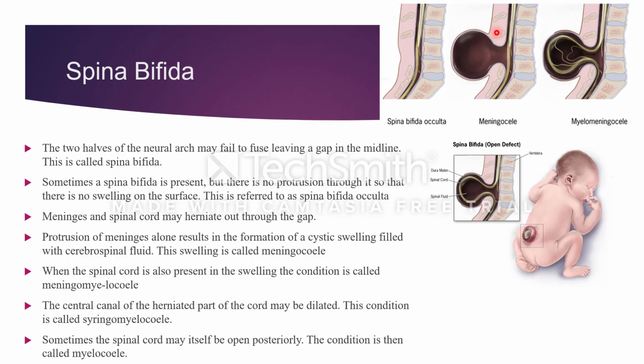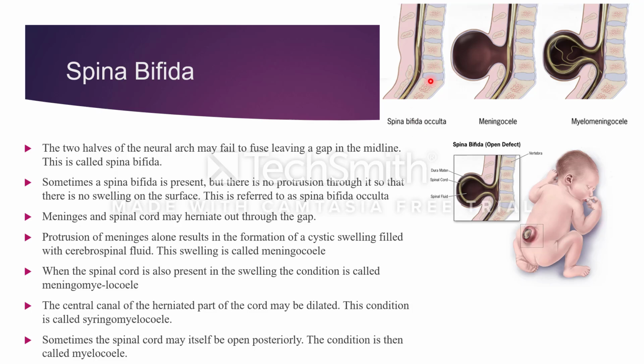Sometimes spina bifida is present but there is no protrusion through it, so there is no swelling on the surface. This is referred to as spina bifida occulta. That is, it is not obvious or evident. We cannot see anything protruding out from the spine.